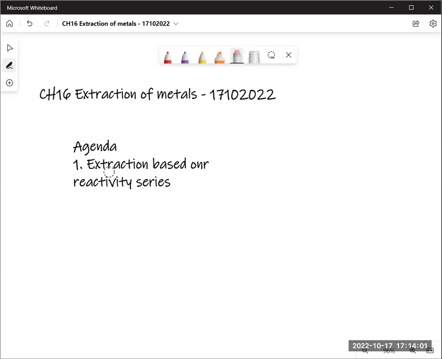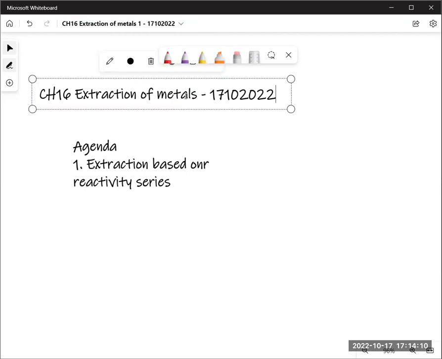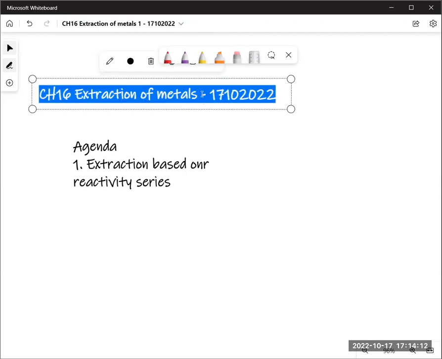We're studying IGCSE chemistry, and we're starting chapter 16, extraction of metals 1. First class on the series, and let's just recap what we did. Lula, tell me, what did we learn in the last class?